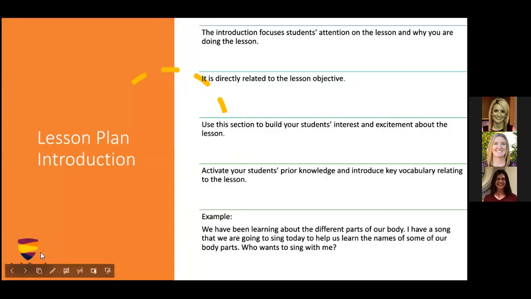After the materials comes the introduction section of the lesson plan. Sometimes this section of the lesson plan is referred to as the anticipatory set, but it's really the place where you are going to get your kiddos excited about what you're going to do in your lesson, right? You want to draw them in. You want to hook them. You want them to be like, oh, tell me more. I want to keep going. I want to keep learning, right?